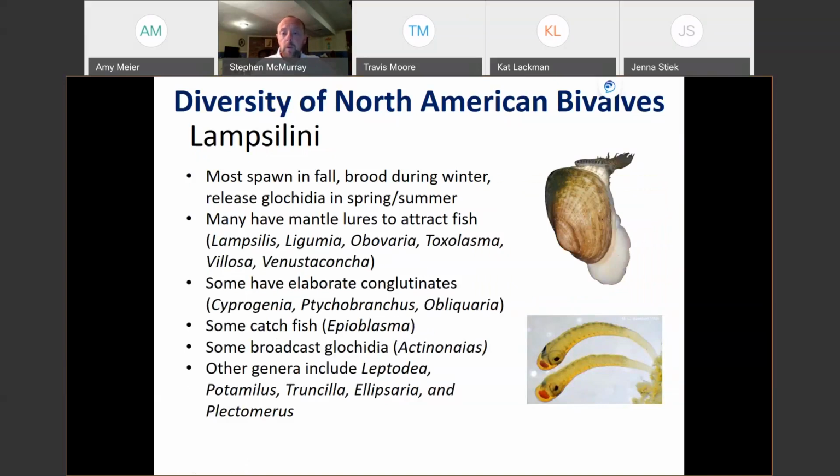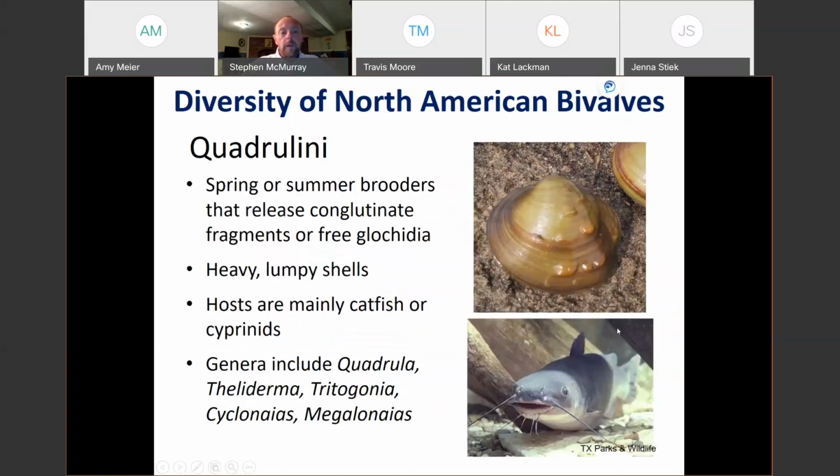Many of them have the mantle lures attached that you see here on the top right to attract in host fish. Some have these elaborate conglutinates, packages of Glochidia and unfertilized eggs that resemble something that a small darter or minnow would eat. Some, like the Epioplasma or snuffbox, actually catch fish. Others broadcast their Glochidia out into the environment and just hope that a host fish swims by.